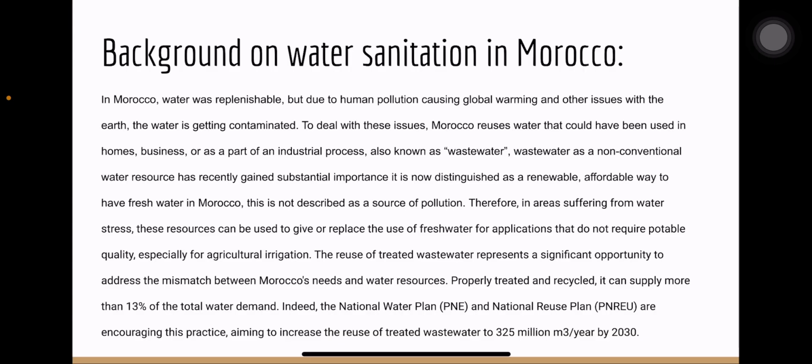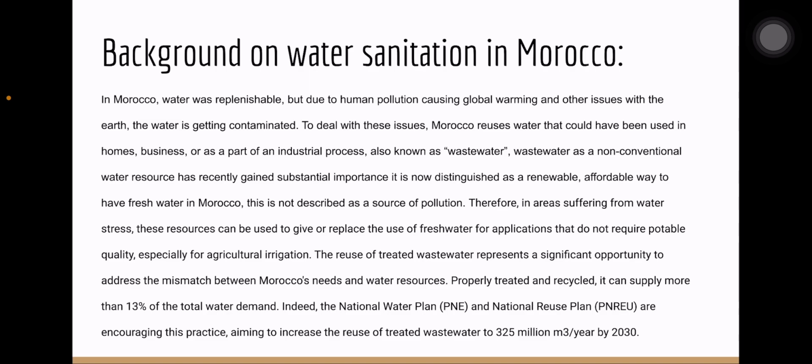A background on water sanitation in Morocco. In Morocco, water was replenishable, but due to human pollution causing global warming and other issues with the earth, the water is getting contaminated. Due to these issues, Morocco reuses water that could have been used in homes, businesses, or as part of an industrial process, also known as wastewater.